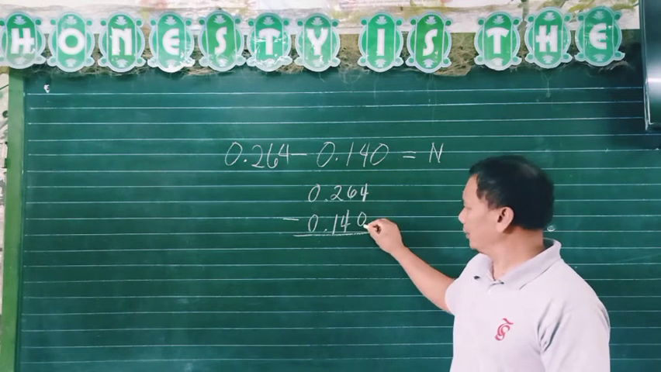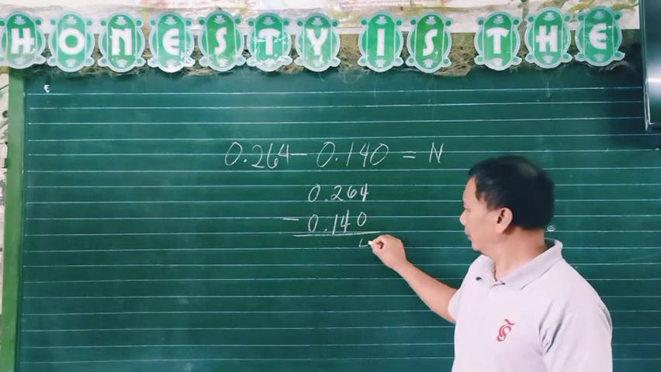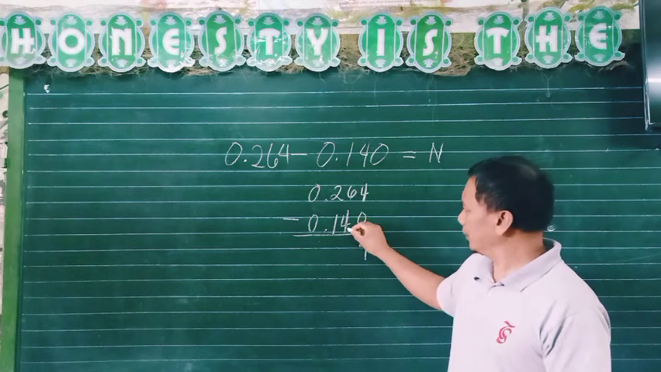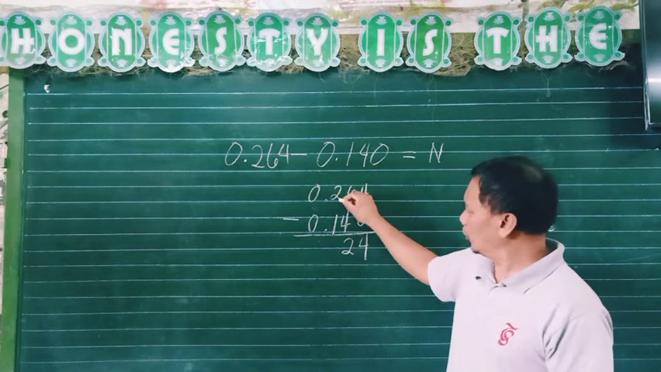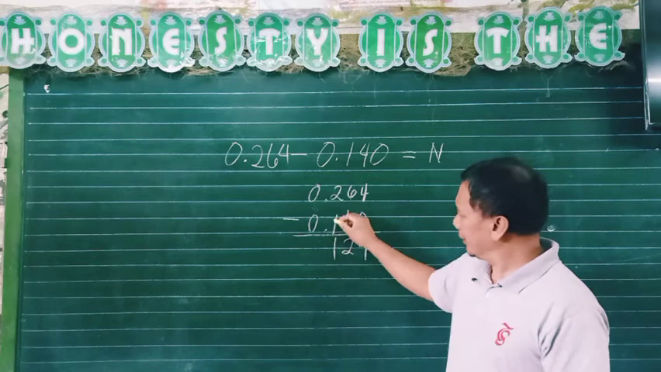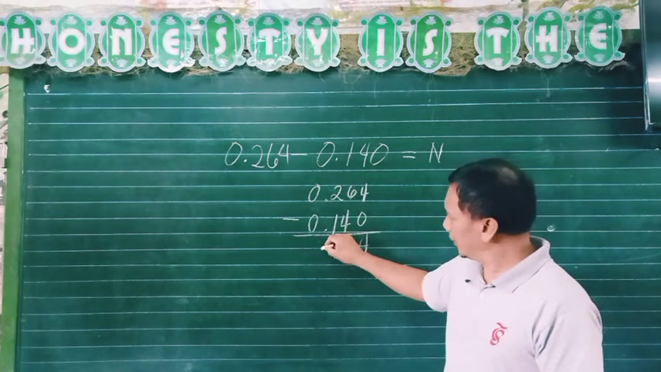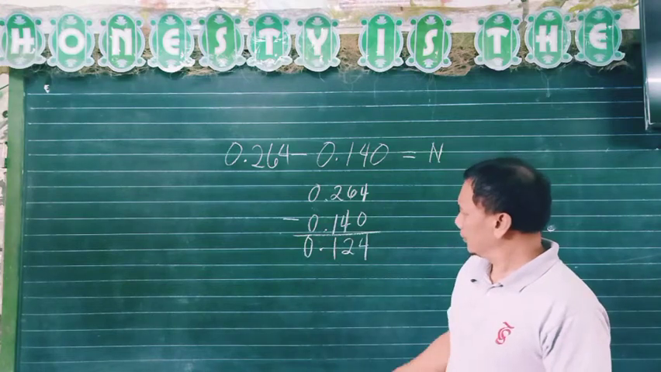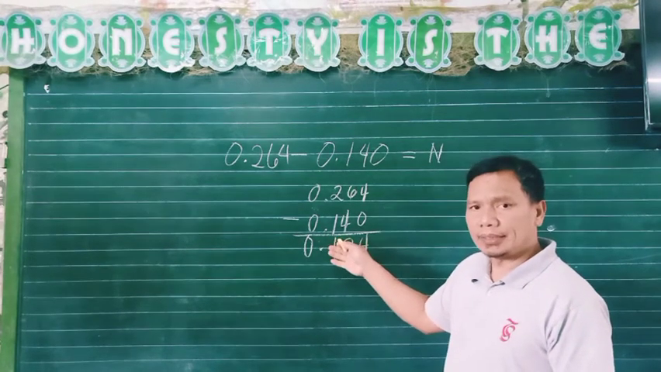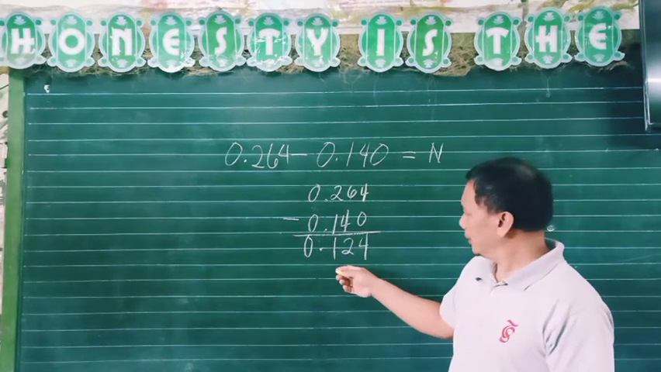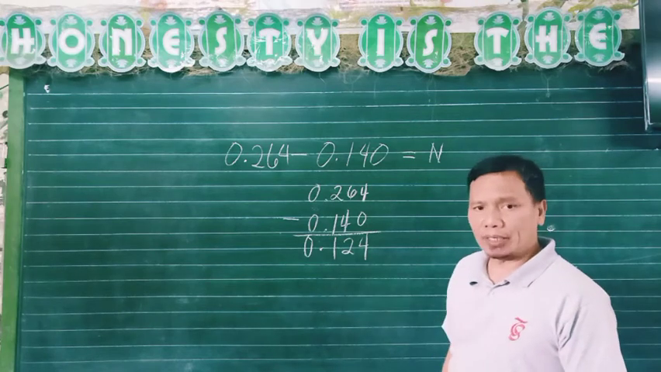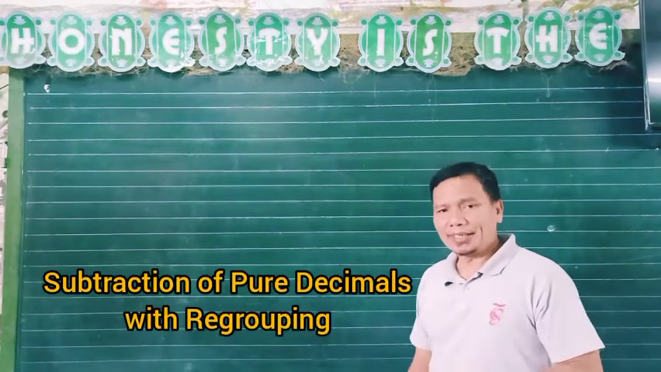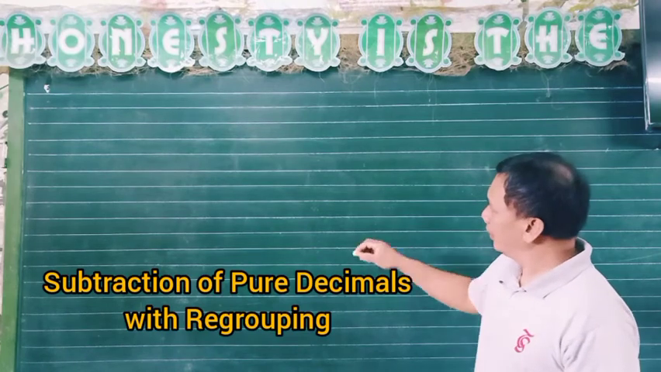So 4 minus 7 equals 4. 6 minus 4 equals 2. And 2 minus 1 equals 1. And align also the decimal point there. And then you write the 0 there. So our answer in our example on the board is 0.124.